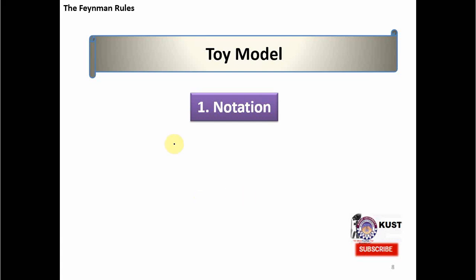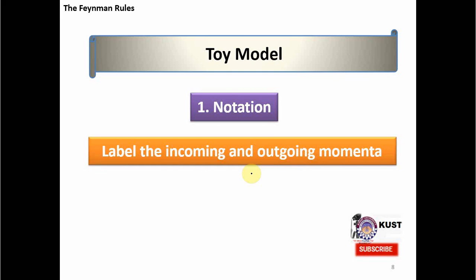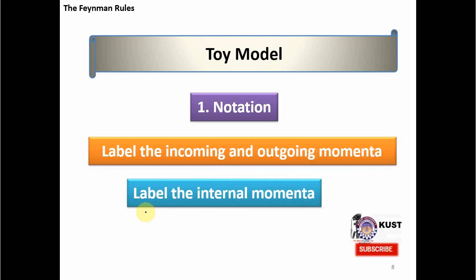So let's start first with the notation. In the notation part, we say to label the incoming and outgoing momenta. You've seen that there were 3 particles, particle A, particle B and particle C. So if you want to calculate the amplitude from this diagram, you have to label the lines, the incoming lines and outgoing lines, so that you have a clear understanding of which particles are incoming and which particles are outgoing. So you label the incoming and outgoing momenta, and then you label the internal momenta. If there are loops involved, then these loops will be labeled.